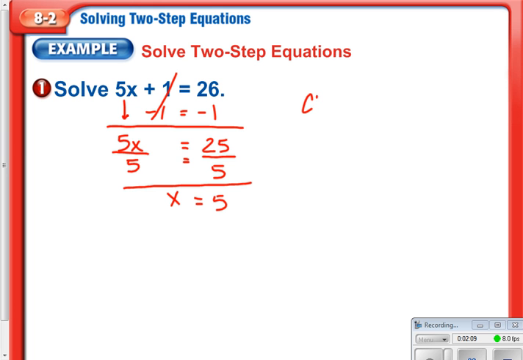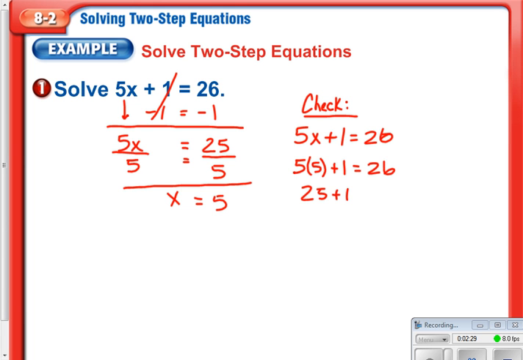You can go ahead and check your answer. We've talked about it before on how to check it. Simply plug it back into the original equation. So x is going to be 5, so we have 5 times 5 plus 1 equals 26. We have 25 plus 1 equals 26, and 26 equals 26, so this would check out.